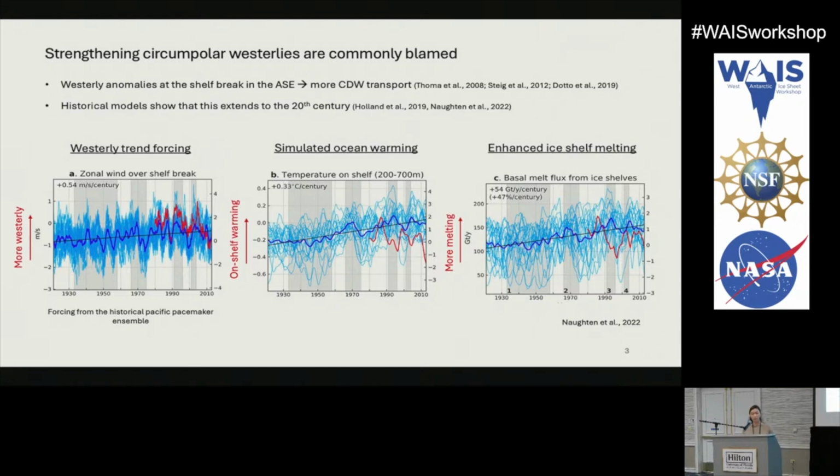So they forced a regional ocean model with historical climate model simulations from the Pacific Pacemaker Ensemble. And that ensemble shows westerly trends over the shelf break region. And what they found is that when they forced their model with this westerly trend, they did find simulated ocean warming on the shelf, and that was associated with enhanced ice shelf melting. So they kind of put all the pieces together to this puzzle. The westerly trend leads to enhanced ice shelf melting. So that was very nice to see. The problem with that is that this all rests on the assumption from climate models that this westerly trend actually happened in the historical record.